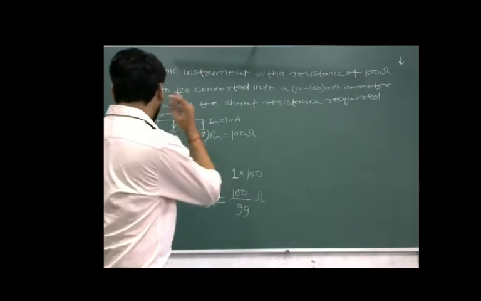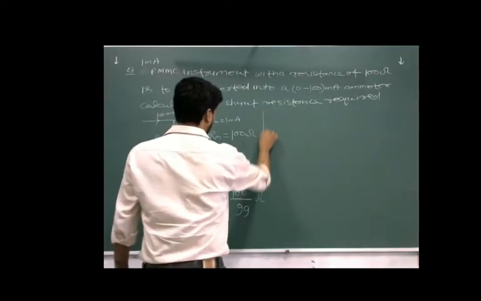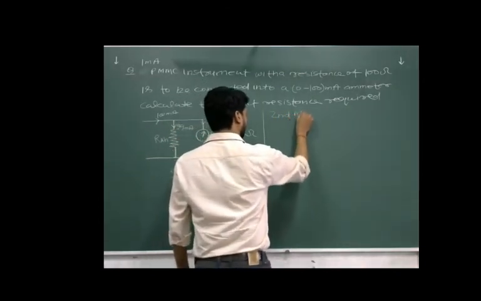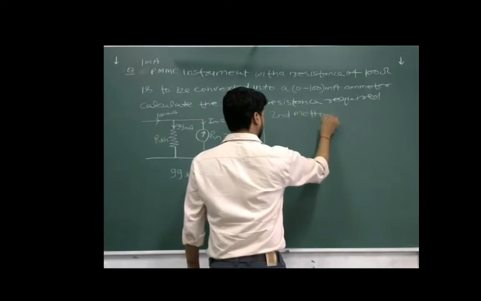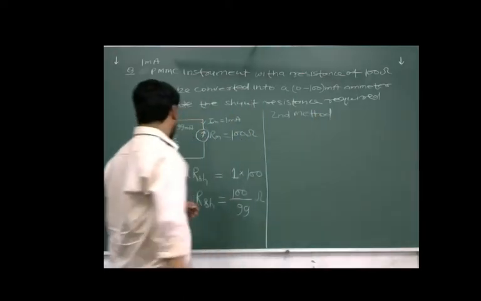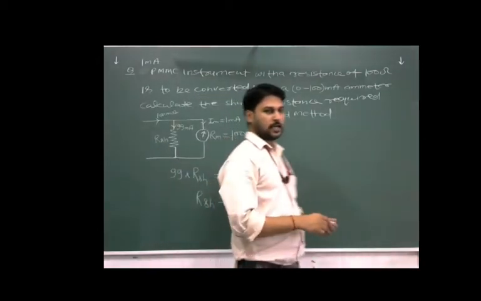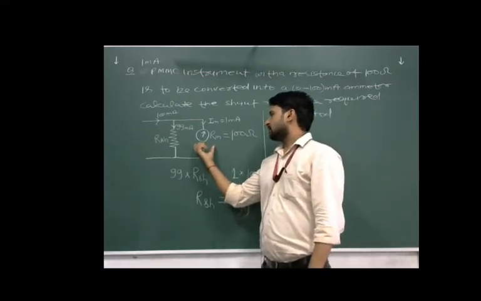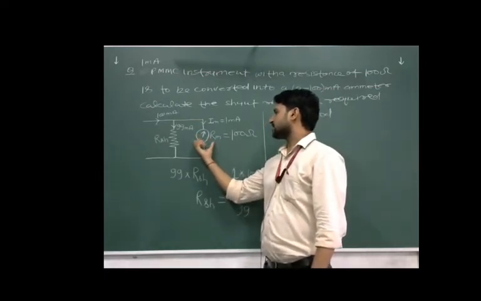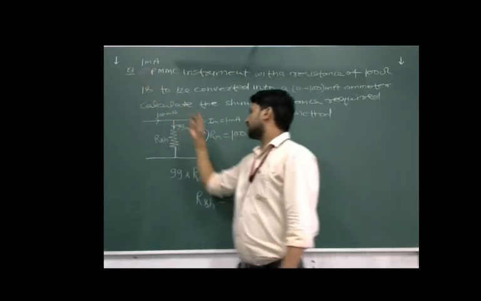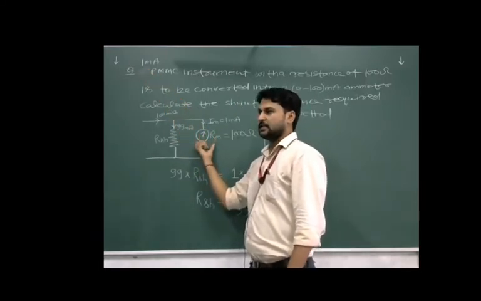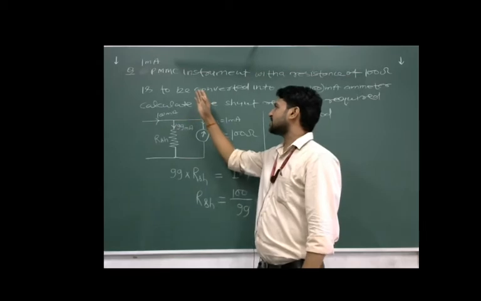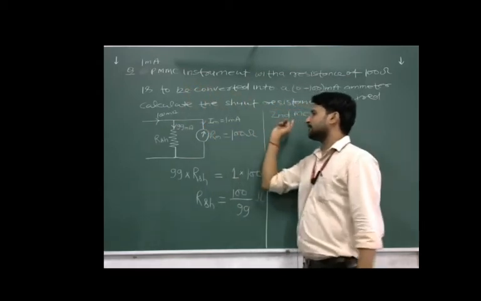Another way to find the RSH is this concept: the maximum current which can be carried by this instrument is 1 milliampere. That means this instrument cannot carry a current of more than 1 milliampere.